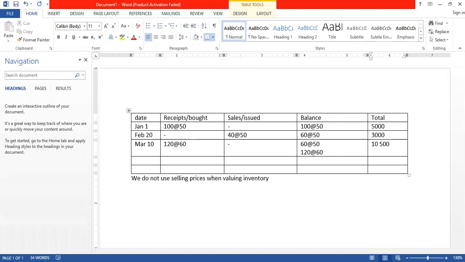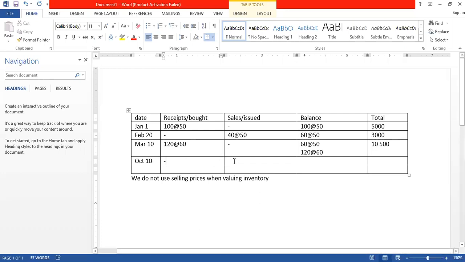Which is October, the 10th, our next month. So from March, the next month is obviously October. January, February, March, April, May, June, July, August, September. It's October. So October the 10th, what did we do? What we did is we sold 60 units. So we did not buy anything, and that's why it's zero.